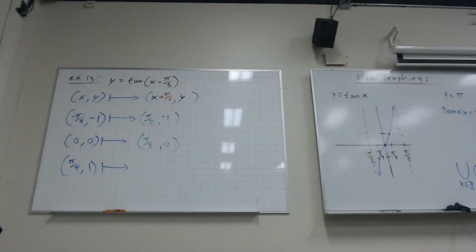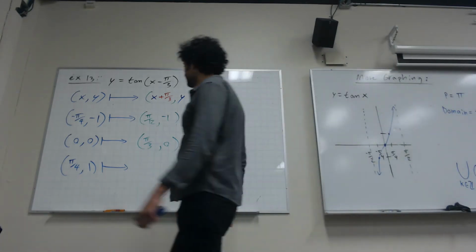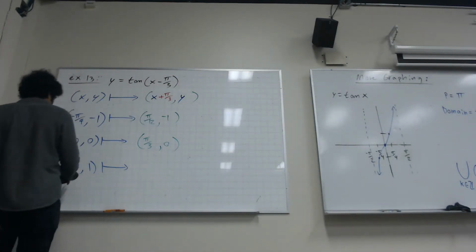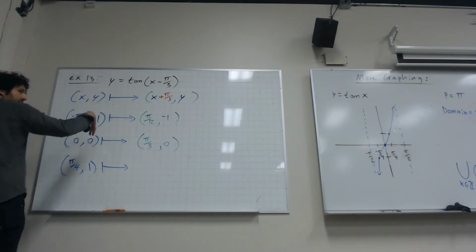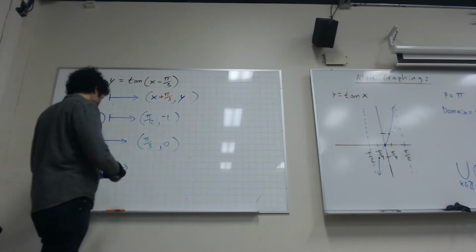It'd be 5 pi over 4, right? 7 pi over 12? Yeah, because it's gonna get a common denominator, 12, right? It's gonna be 3 pi over 12 plus 4 pi over 12 equals 7 pi over 12.